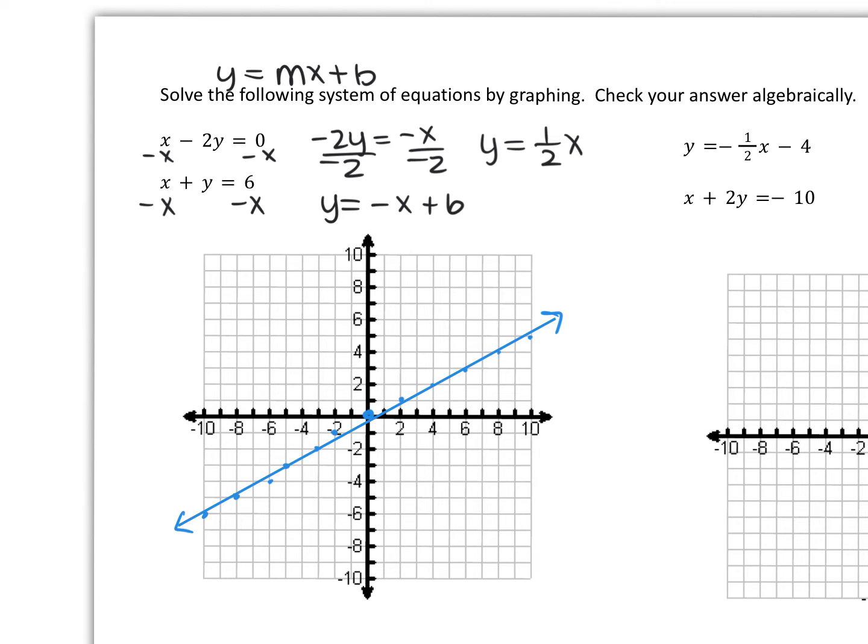Okay. Now we're going to do the same thing for y equals negative x plus 6. So my y-intercept is a positive 6. And then a slope of negative 1 is down 1, right 1. I can also go up 1, left 1.